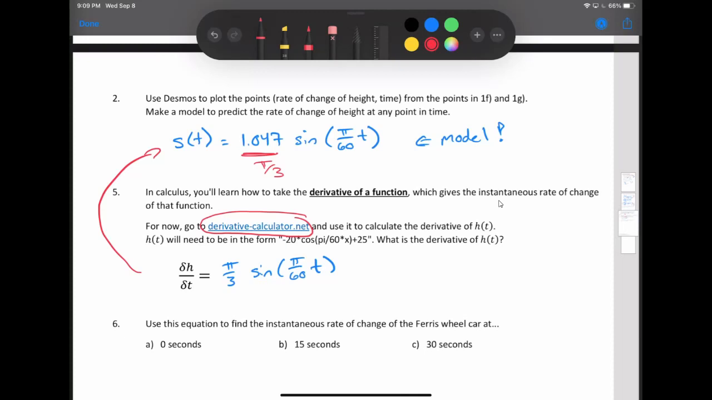Sine pi over 60t. Now this notation here, that's calculus notation. You do not need to understand it at all, but I think it's interesting to mention that the notation actually makes complete sense. And most calculus teachers don't even mention this. In calculus, most teachers would read that as dh divided by dt. And that's not a d. They often draw a d just because that's a little bit harder to draw.